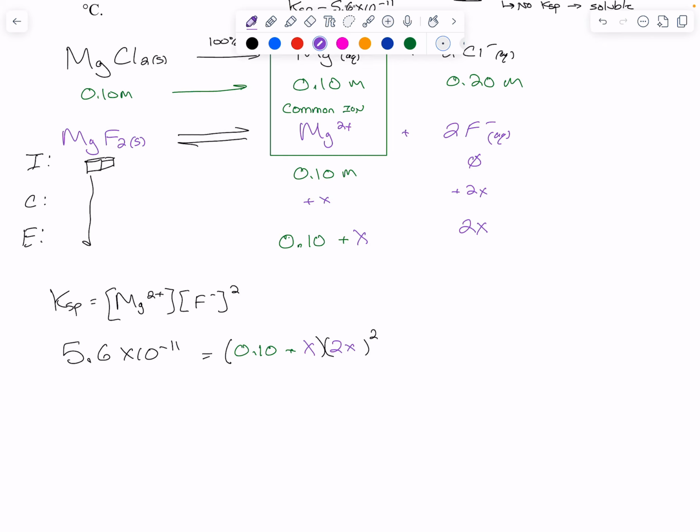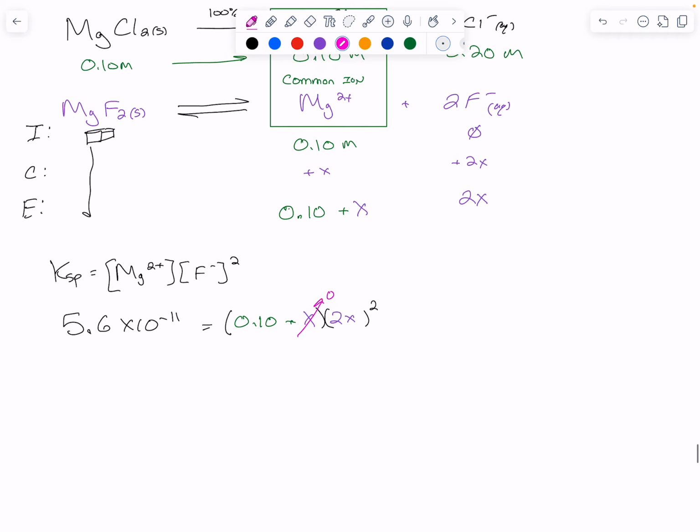All right, now, because this is 0.1, 10 to the negative 1, 10 to the negative 11. It's 10 to the 10th times difference. We can approximate this X to 0, right? I'll actually write that. So this becomes 5.6 times 10 to the negative 11th equals 0.10 times 2X squared. All right. So this is how we attack a problem with a common ion in it with the solubility product. Right? The addition's not going to change.